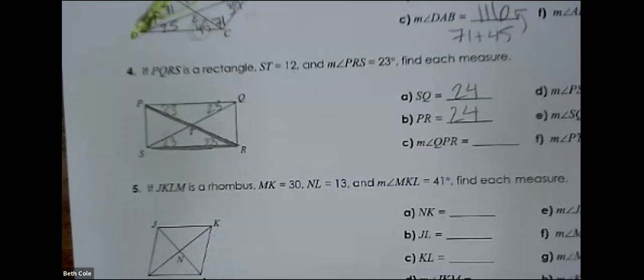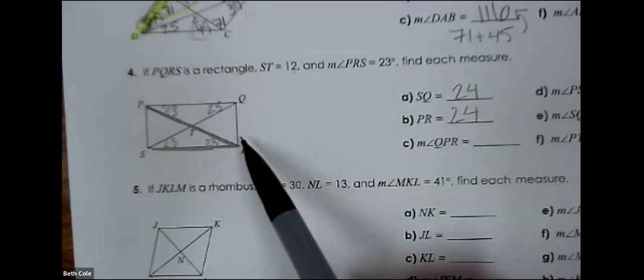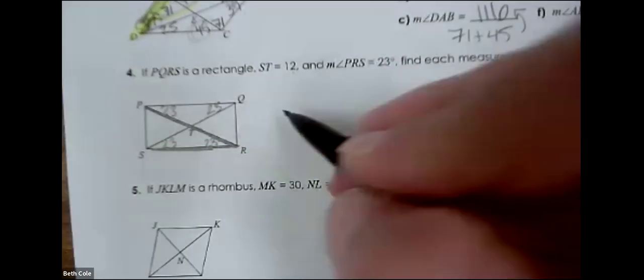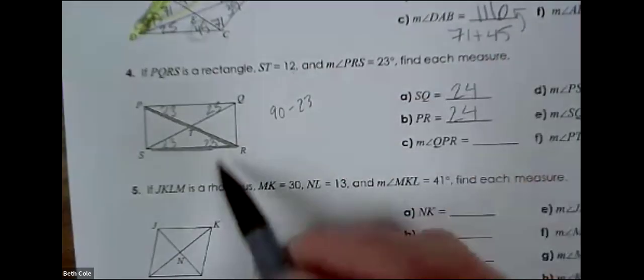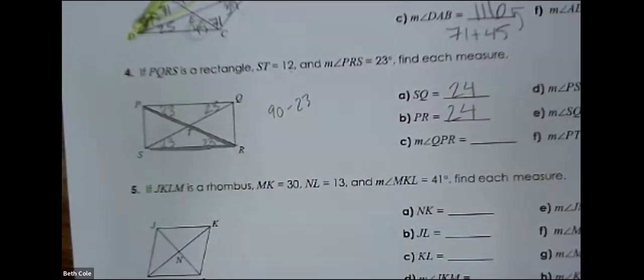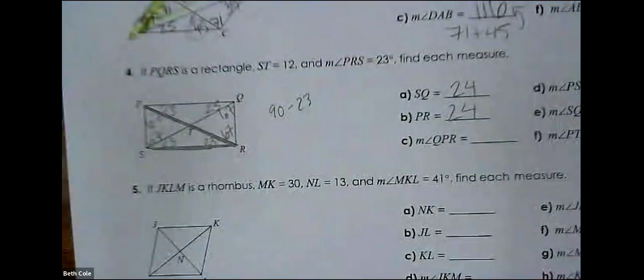And you guys already told me how much is the corner worth? 90. So if you do 90 minus 23, that's going to give you all the other ones. So what would that be? 67? So all the rest of these are 67. And then we're going to take that and go answer all the questions, right?